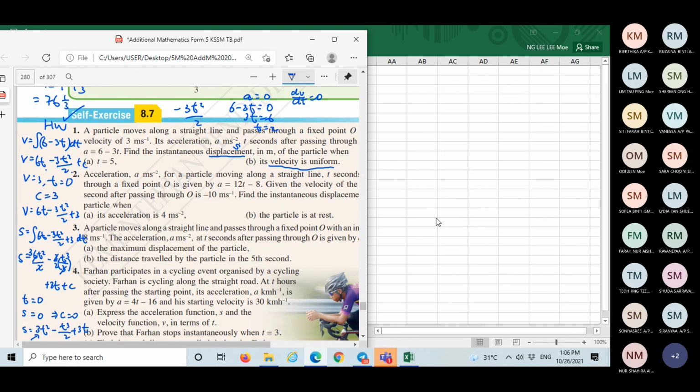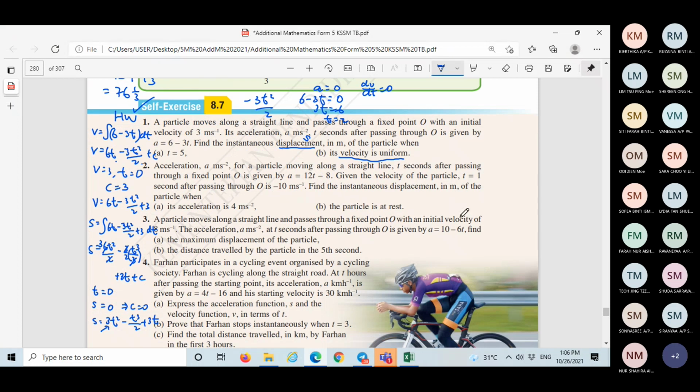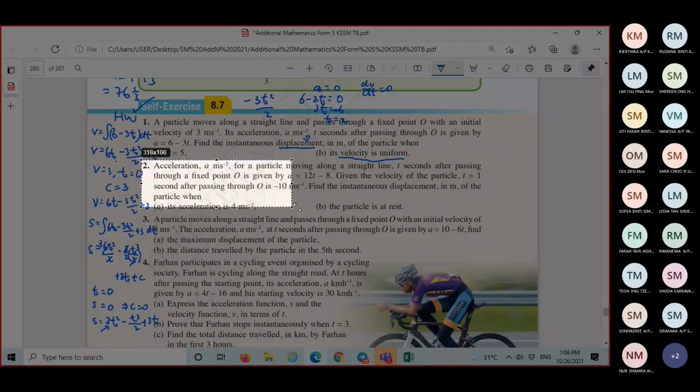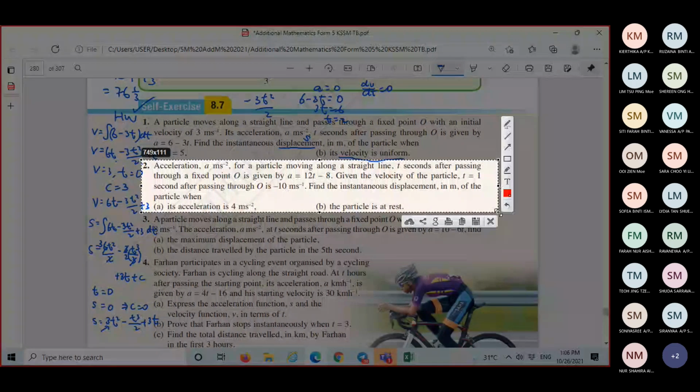Okay, next we go to question number 2. I don't want to write it here, there's no space for me actually. Okay, I will do it in a pen.